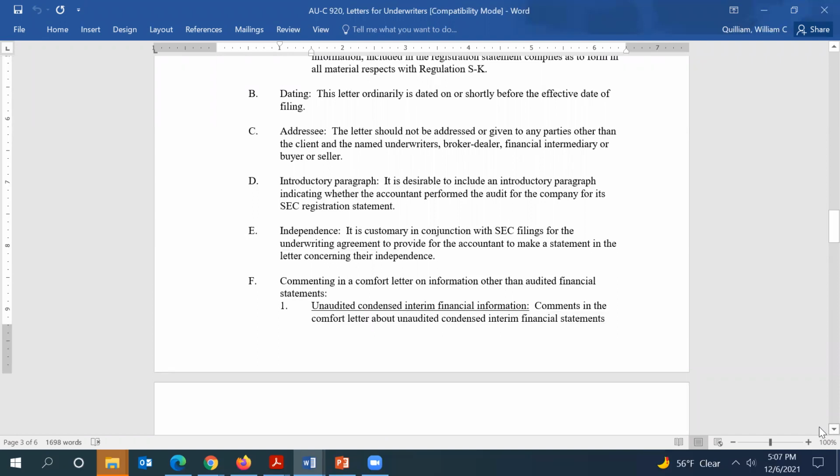With dating a comfort letter, it's ordinarily dated on or shortly before the effective date of filing. Make the effective date of filing that of the Form 10-K. And the addressee of this, well, was limited distribution. Letters should not be addressed or given to any parties other than the client and the named underwriters, broker-dealer, financial intermediary, or buyer or seller. That's correct. That's there.